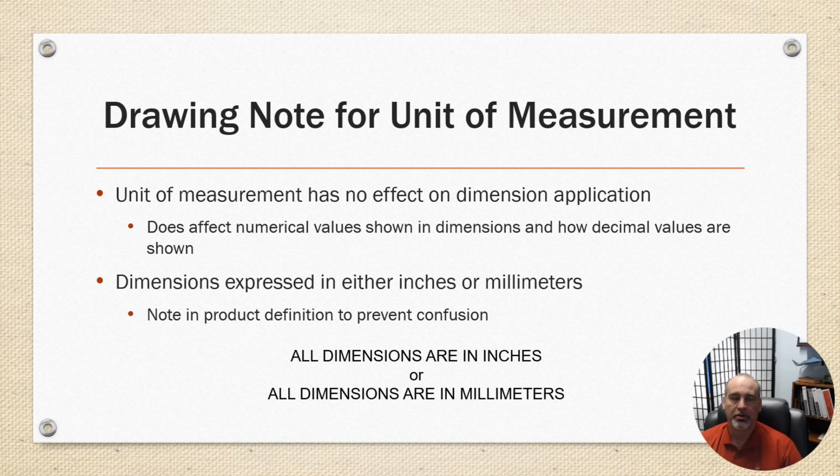And so the current version of the standard suggests that it should say all dimensions are in inches or explicitly say all dimensions are in millimeters. Now, the previous standard was that unless otherwise specified, everything's an inch. And so on older drawings, you're going to have the assumption it's an inch unless it says millimeters on it.